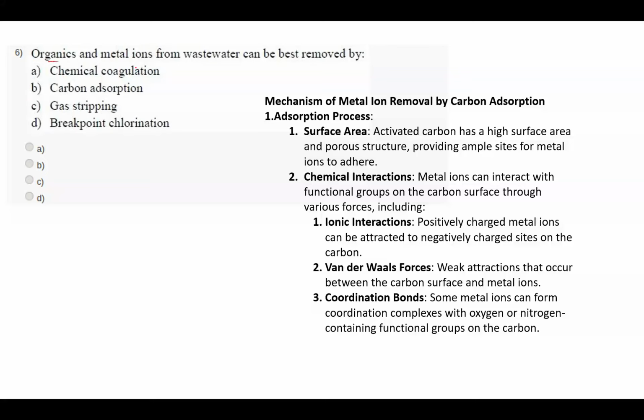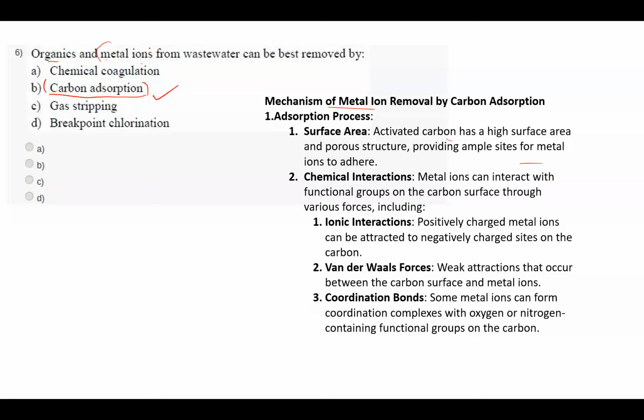How can organics and metal ions from the wastewater be best removed? Which was the answer? Remember? Carbon adsorption was the most commonly used. So the question was how the metal ions can be adsorbed, but it is possible. Activated carbon has a higher surface area and is highly porous, and it provides sites for the metal ions to adhere. So the answer is carbon adsorption only. It can remove organics as well as metal ions.